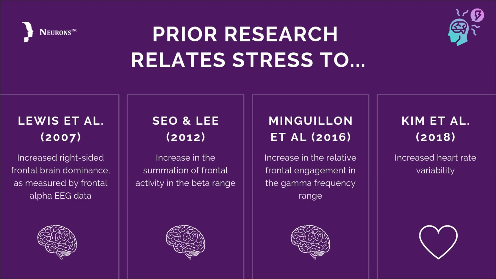And when we started looking into this work, we found that there were certain types of findings that seem to pop up consistently. And these four are just representations of that. So Lewis and colleagues found that stress was related to increased right-sided frontal brain dominance as measured by the frontal alpha EEG data. We found that CEO and Lee reported an increase in the summation of frontal activity in the beta range when people experience stress. Mingulon and colleagues found that stress was related to an increase in the relative frontal engagement in the gamma frequency. And then finally, not looking at the EEG, but at heart rate variability, they found that stress was related to increased heart rate variability.